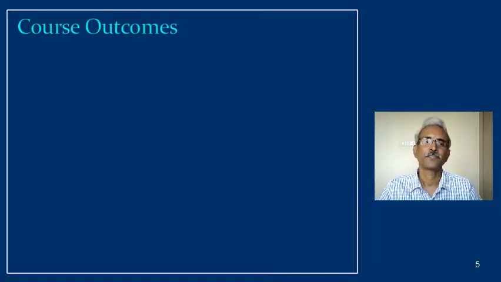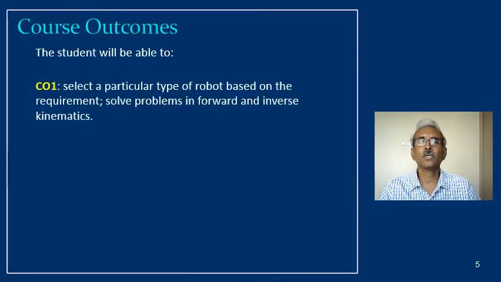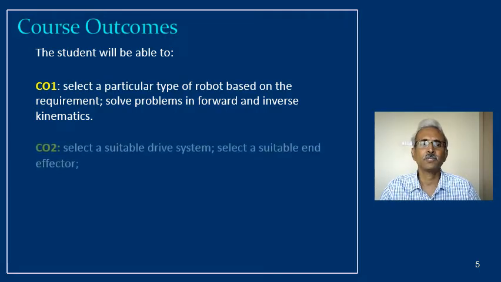The first one is the student will be able to select a particular type of robot based on the requirement, because I mentioned that there are different types of robots. Based on my requirement, which type of robot should I go in for? And solve problems in forward and inverse kinematics. Of course, I mentioned the kinematics part of it. So I must be able to solve the problems in that. That will be one of my outcomes.